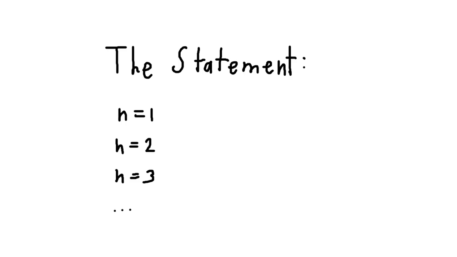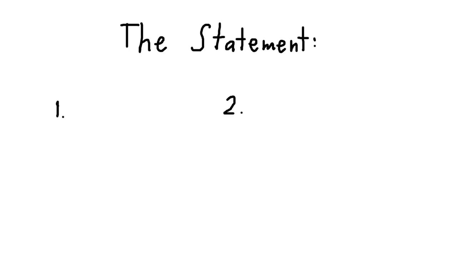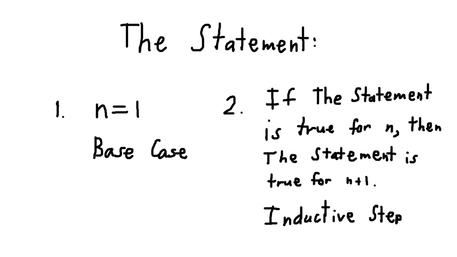How about instead we split up the statement into just two parts? First, we prove the statement true for the simplest or the first situation where n is equal to 1. This is known as the base case. Then, and stay with me here, because this next sentence is going to be a doozy, we want to prove that if the statement is true for any arbitrary n, then the statement is true for the next case in the sequence, n plus 1. This is known as the inductive step.